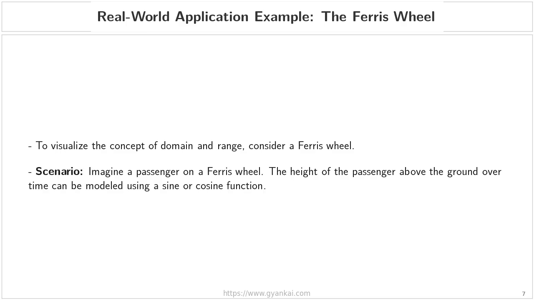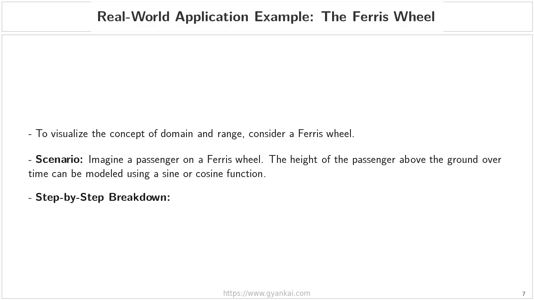Real-world application example, the Ferris wheel. Now that we have covered the technical definitions of the 6 trigonometric functions, let's use a real-world example to help you visualize the concepts of domain and range. Consider a Ferris wheel. Imagine you are a passenger on this wheel. As the wheel rotates, your height above the ground changes over time. Because this motion is periodic and circular, we can model your height using a sine or cosine function.